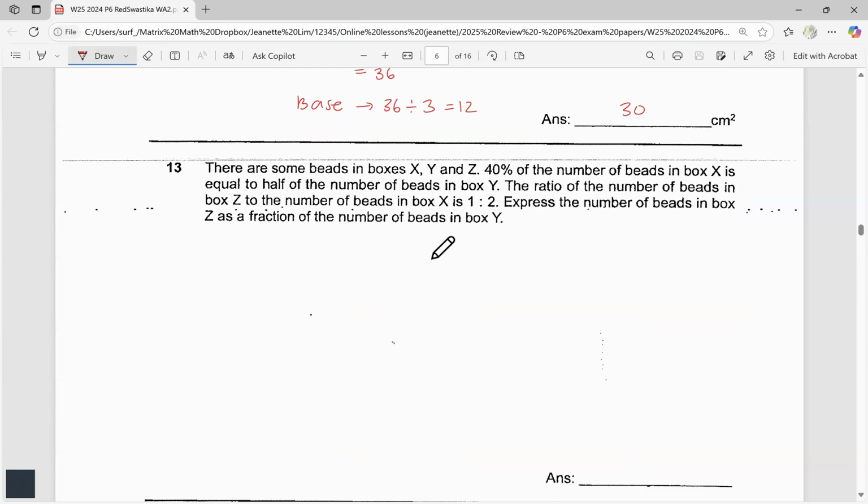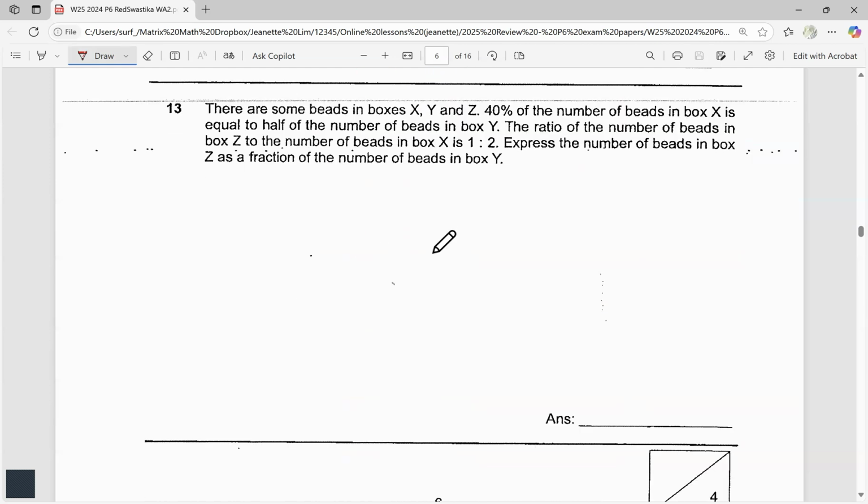13, there are some bits in X, Y, and Z. 40% of the number of bits in X is equal to half the number of bits in Y. Ratio of the number of bits in Z to the number of bits in X is 1 to 2. Express the number of bits in Z as a fraction of box Y.